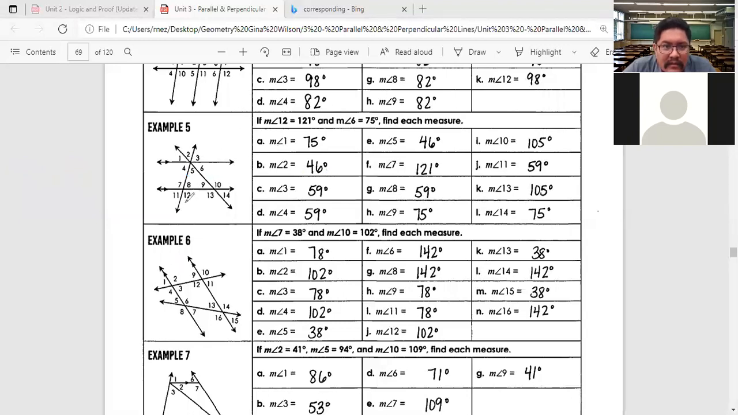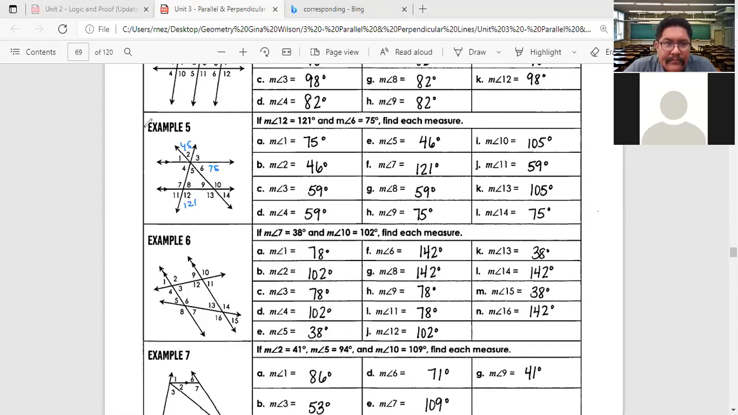All right, so I'm going to go ahead and give it back here, 121. Angle 6 is 75, and this one is 46. Even though we found 5 and 6, 5 is vertical to this number here. 2 and 5 are vertical angles.